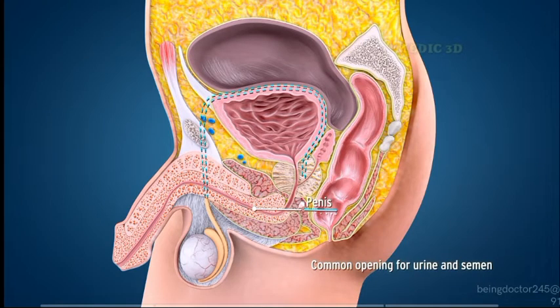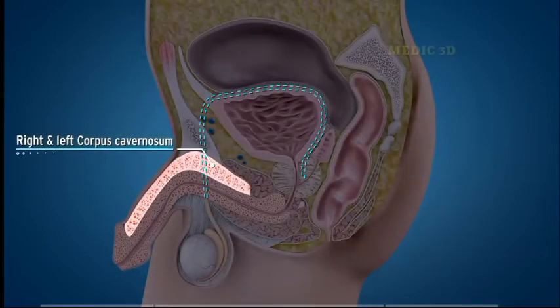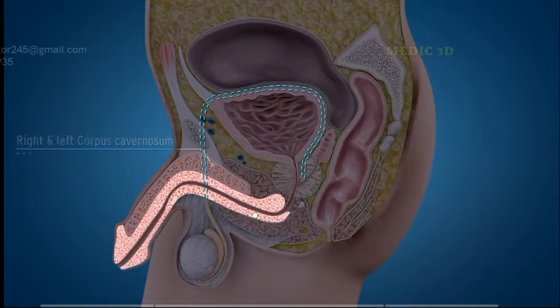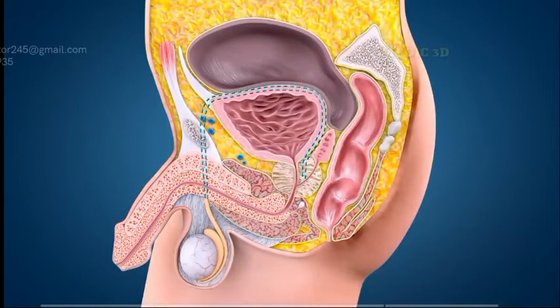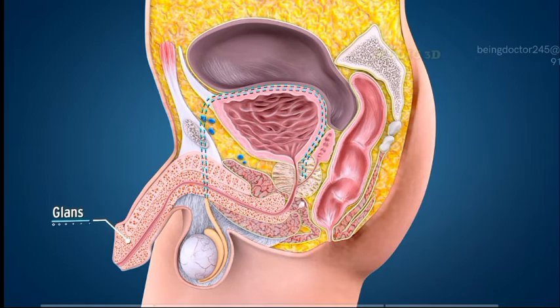The penis has 3 erectile tissues, which are the right and the left corpus cavernosum and the corpus spongiosum. The vascular structure, which is located at the tip of the penis, is called the glans and is identical to the clitoris in female.